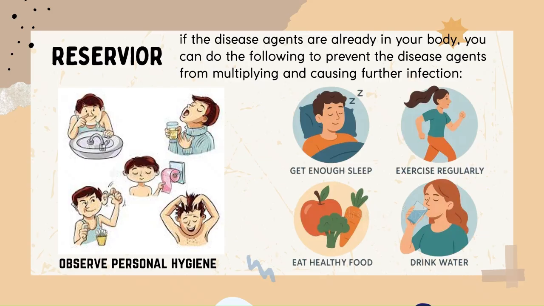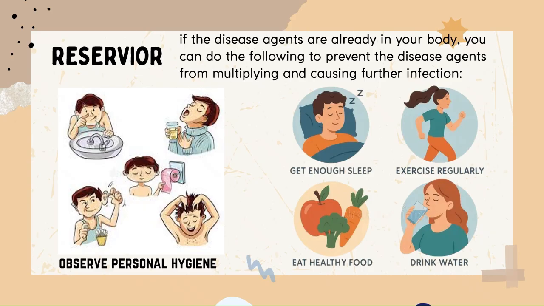So next one is the reservoir. The reservoir is where the germs live and multiply. This could be in a person, animal, or dirty environment. So if the disease agents are already in your body, you can do the following to prevent disease agents from multiplying and causing further infection. Number one, you need to observe proper personal hygiene, like brushing your teeth, taking a bath, washing your hands, cleaning your ears. Okay, so these are proper personal hygiene.